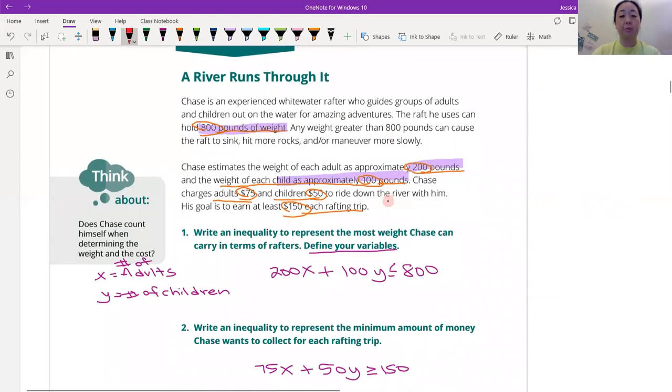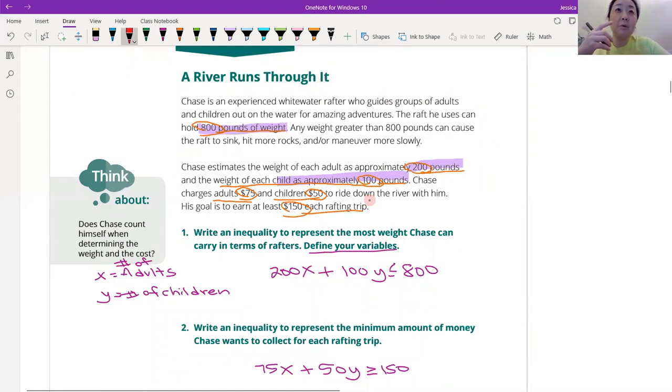So a river runs through it. I don't know if you've ever been rafting. We were talking about it in class today. So hopefully you were there, but if you weren't, that's okay. Come next time. So basically Chase is a white water rafter who guides groups of adults and children out on the water for these amazing adventures.